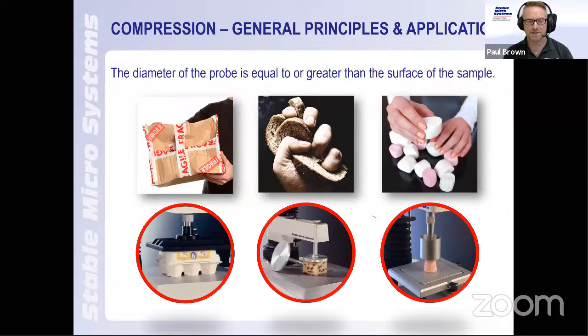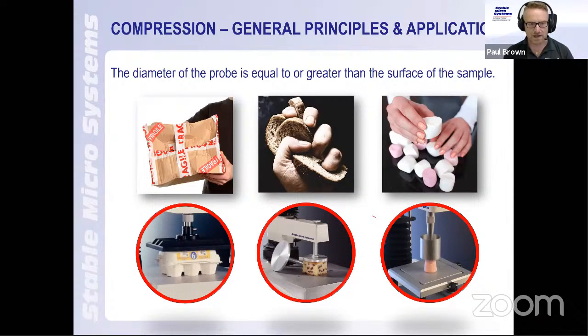Compression. What is compression? So compression, it's very basic physics. As long as the diameter of the probe is equal to or greater than the surface of the sample, then you should receive compression of the product. Whether that be packaging, or whether it be a cake or a sweet or a biscuit or an ingredient, we can make compression of the product. We're going to squash it. We're going to understand how firm it is, what the resistance to deform that product is.